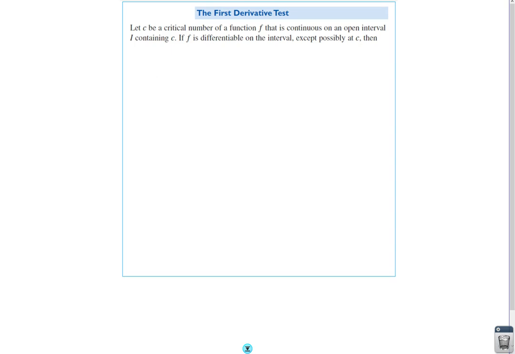That makes it a critical number, just at C, okay? So if f is differentiable on the open interval except possibly at C, then f of C can be classified as follows. It can be a couple of different things. The first thing: if f prime changes from negative to positive, then f has a relative minimum at C, f of C. We just did that. We looked where the derivative changed from negative to positive. We determined that the function itself changes from decreasing to increasing, which means you have a relative minimum.